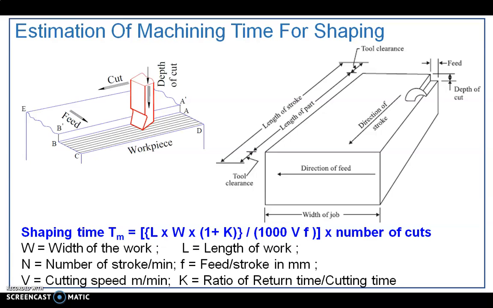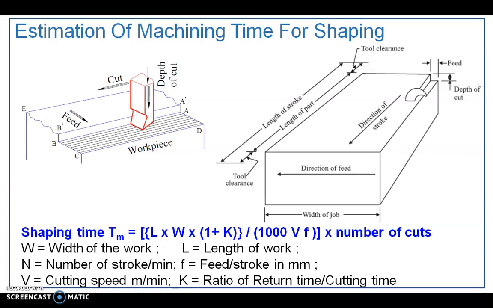Here the shaping time or machining time for shaper Tm equals L multiplied by W multiplied by (1 plus K) divided by 1000 Vf, the whole multiplied by the number of cuts required. In the shaper, you cannot achieve cutting in one pass, as in the case of face milling with a larger diameter cutter. Here more cuts are required, and the ratio of return stroke to cutting time needs to be found to calculate shaping time.